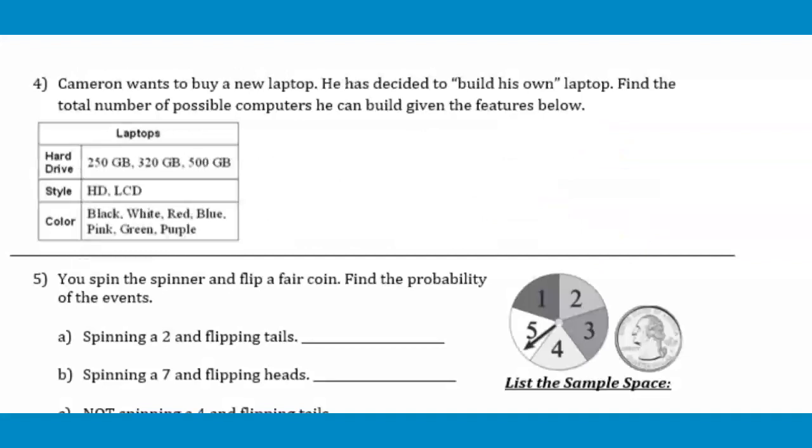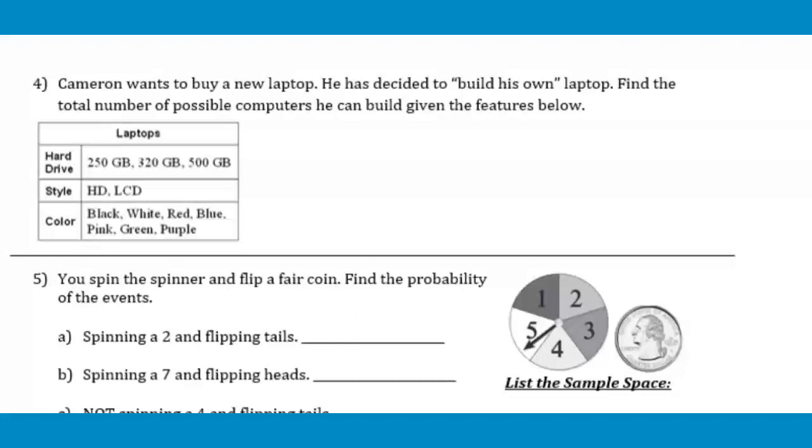All right, let's look at example number 4. Cameron wants to buy a new laptop. He decided to build his own laptop. Find the total number of possible computers he can build given the features below. So he has hard drive choices, he has style, and then he has color.